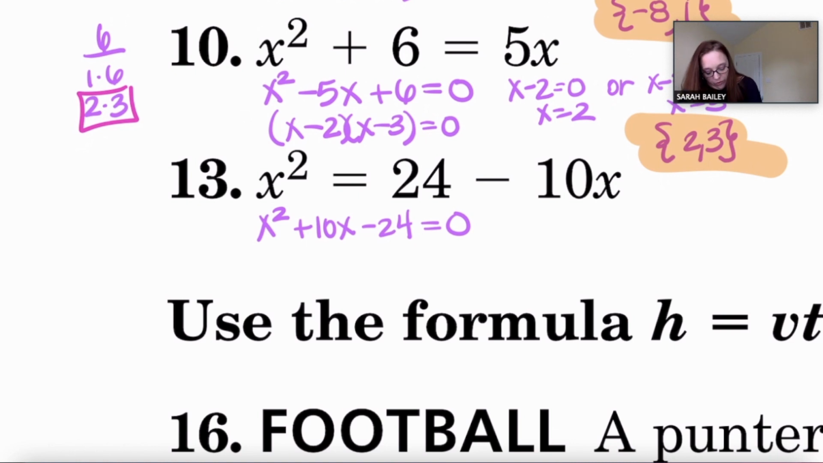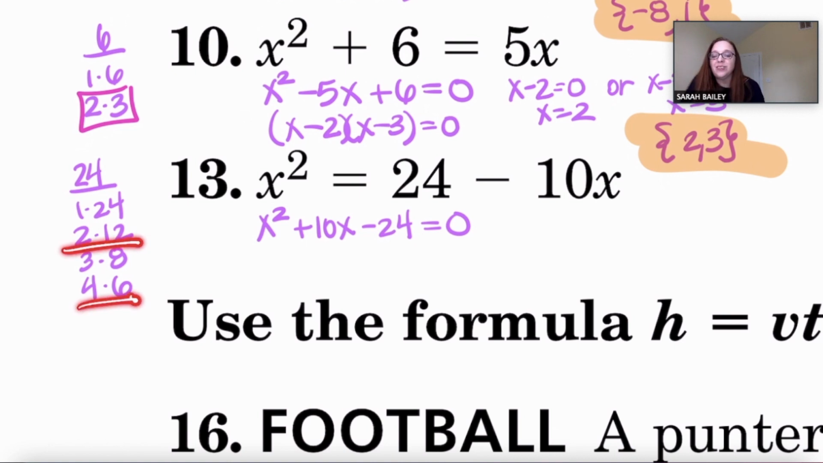All right, we're going to list out the factors of 24. So 1 times 24, 2 times 12, 3 times 8, and 4 times 6. And then we're going to look for a pair that would give us positive 10. Well, I could do negative 2 plus 12 to give me positive 10. I could also do 4 plus 6 to give me positive 10. So which one do I use? Well, whichever one I use, I want them to multiply together to give me a negative 24.